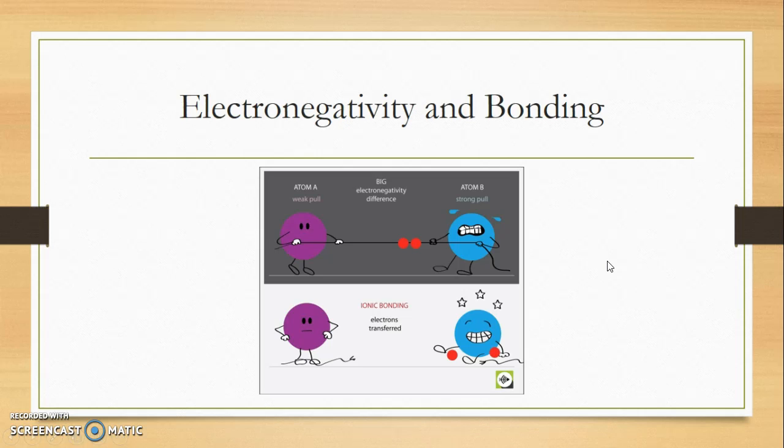I found this little cartoon which helps a bit. If you imagine we have a weak pull and a strong pull, the electrons can be pulled over to one and become ionic. But if the pull was about equal, they'd definitely be sharing that rope, wouldn't they? They'd be sharing these two electrons. Okay, that's it for today. Answer the question below, and I'll see you in class.